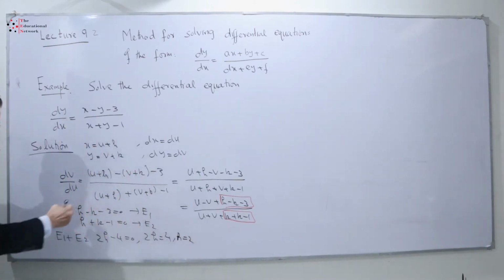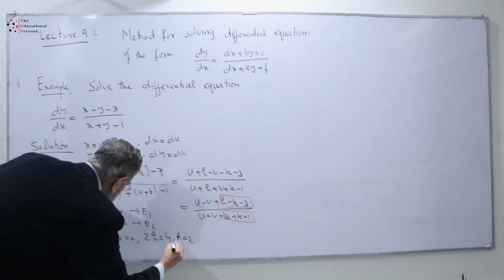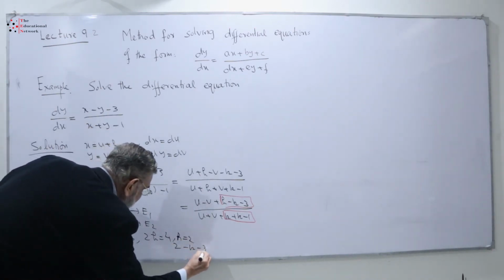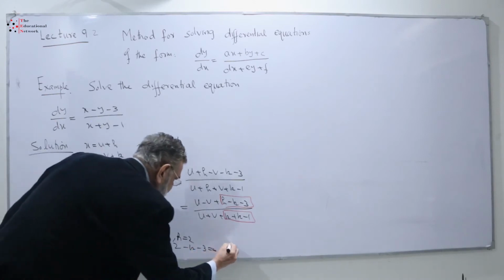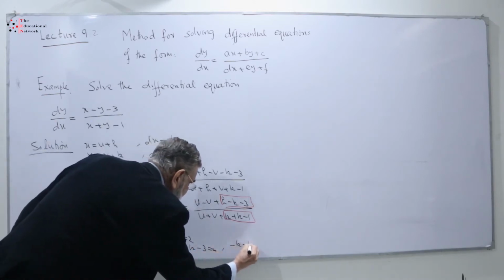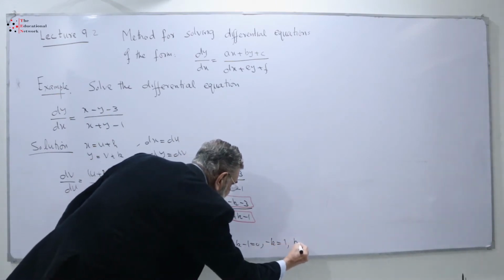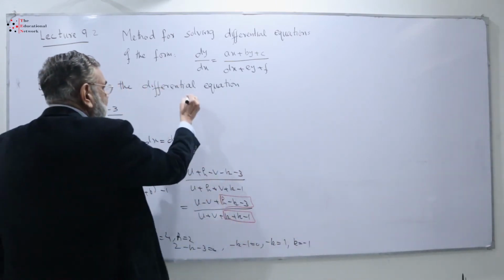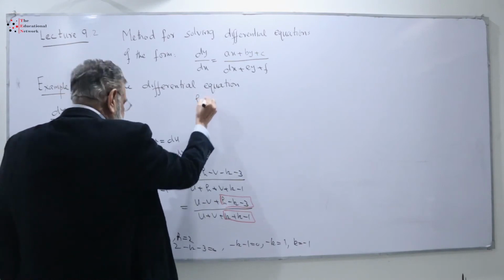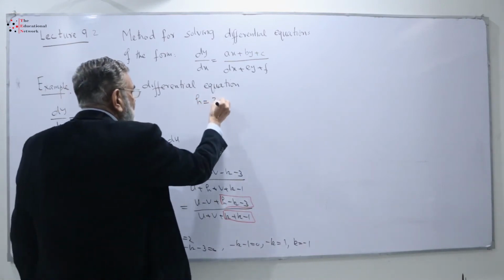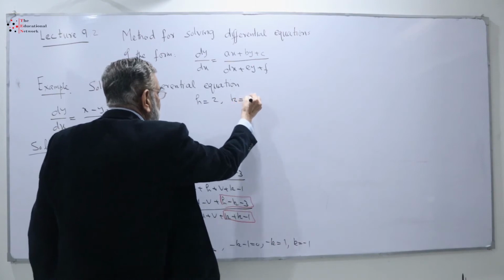I substitute h here in equation 1. I get 2 minus k minus 3 is equal to 0. That gives me minus k minus 1 is equal to 0. That gives me minus k is equal to 1, or k is equal to minus 1. So I get the value of h is equal to 2, and the value of k is equal to minus 1.